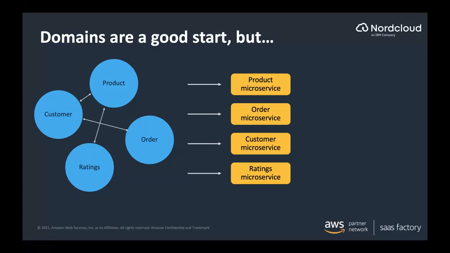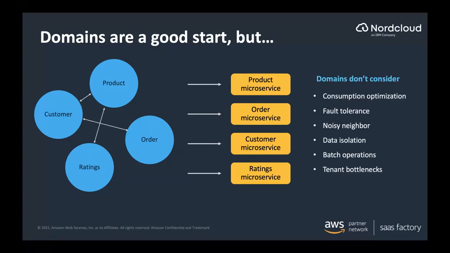And it is a valid approach, but it doesn't take into account the SaaS-specific problems. It doesn't think about if you have multiple of these running, or if you are using these for multiple customers, how is the consumption? What happens if there's a fault? What happens if someone hijacks or basically uses a lot of one service? What happens to the other tenants? How do you take care of batch operations and bottlenecks? So there is something to improve here.